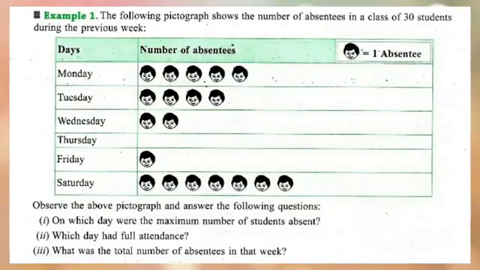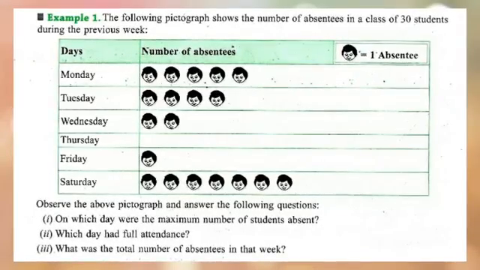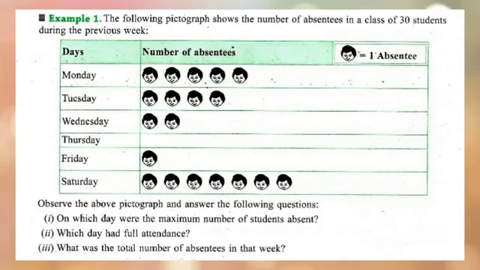The following pictograph shows the number of absentees in a class of 30 students during the previous week. Observe the pictograph and answer the following questions. First, on which day were the maximum number of students absent? Second one, which day had full attendance? Third question, what was the total number of absentees in that week?